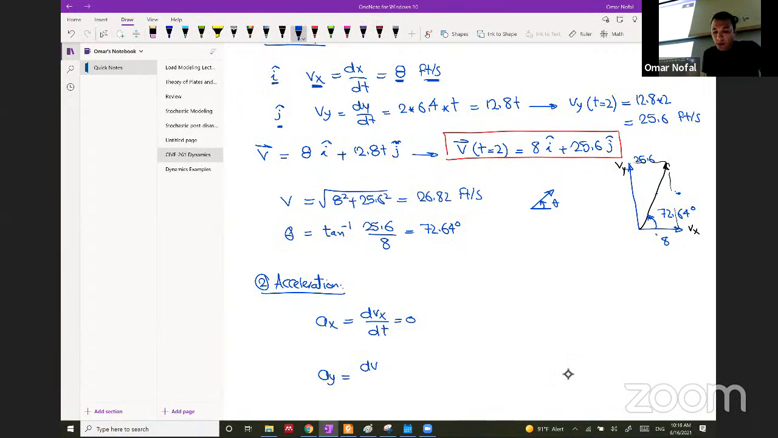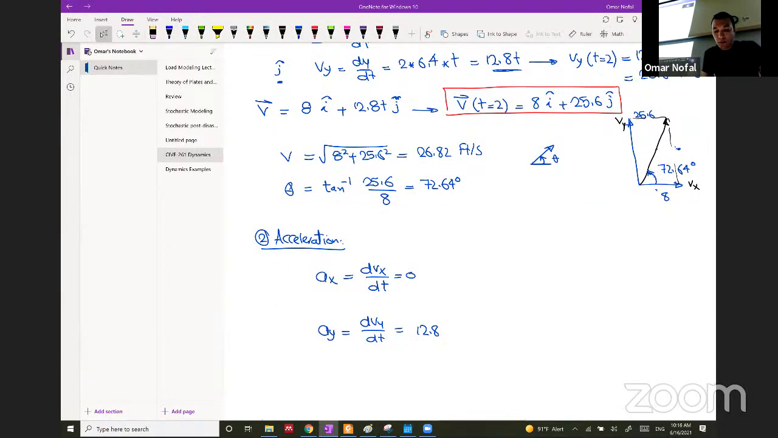a_y is dVy/dt, and here it is 12.8t. If you differentiate this, it will give you 12.8, which is a constant acceleration. So this gives you the acceleration as a vector quantity: 0 in the i direction, which means the x direction, plus 12.8 in j hat. That means the total value of the acceleration is in the y direction.